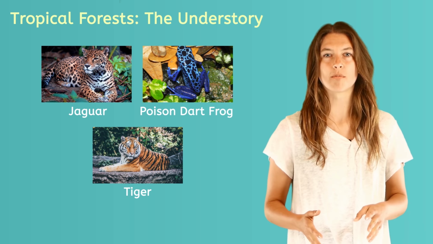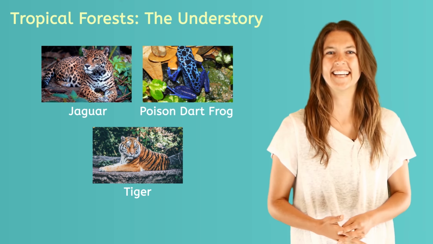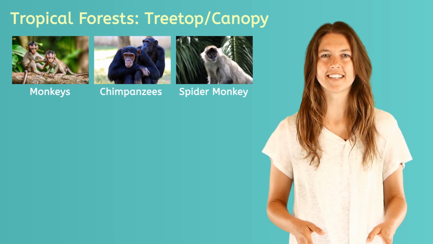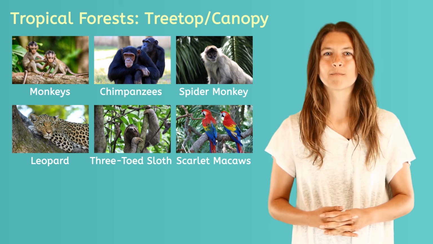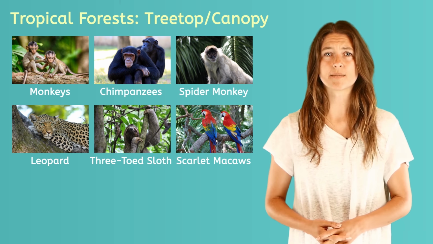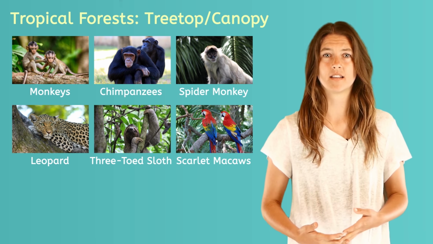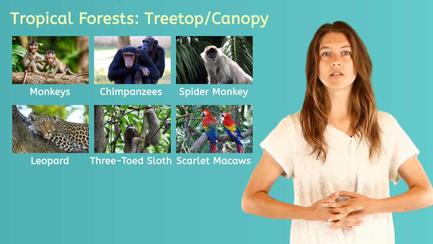Tigers can also be found in a tropical forest. They're the largest of all the Asian big cats. Be careful. And the treetop layer, or the canopy, is where we find a lot more sunlight. Many animals live in the canopy, including monkeys, chimpanzees, spider monkeys, which are endangered, leopards, three-toed sloths, and scarlet macaws, which are also on the endangered species list because people capture these majestic, brightly colored birds to keep them as pets.